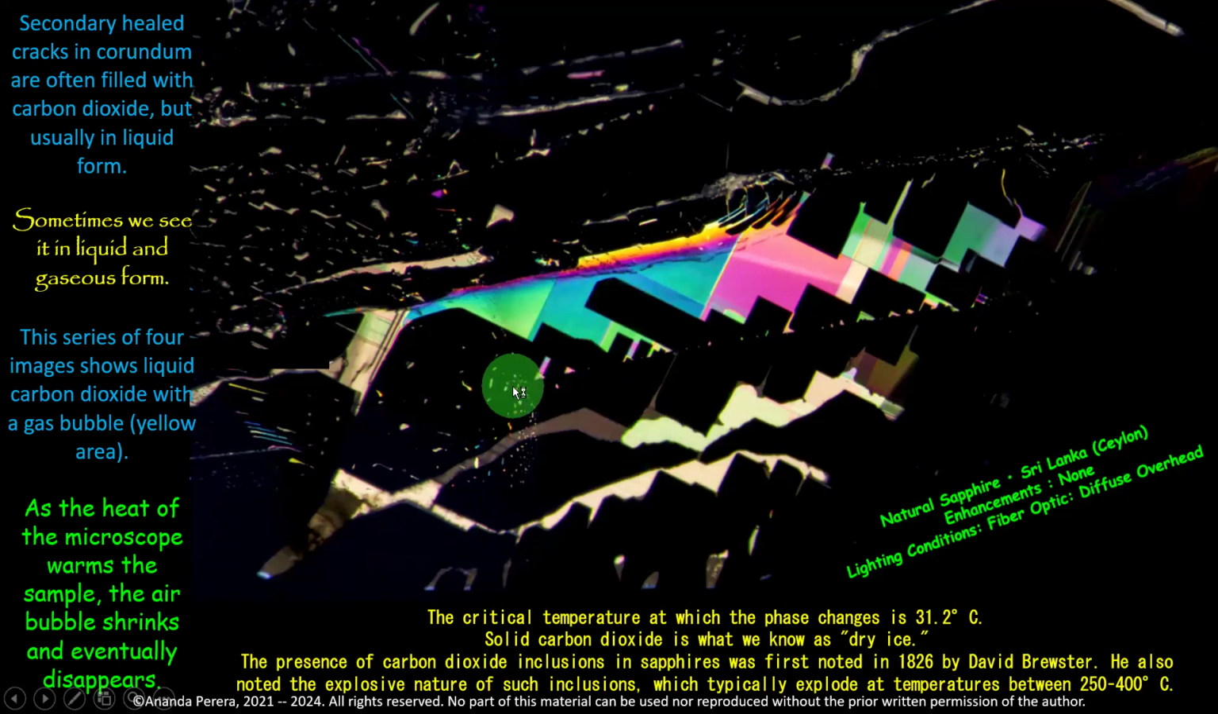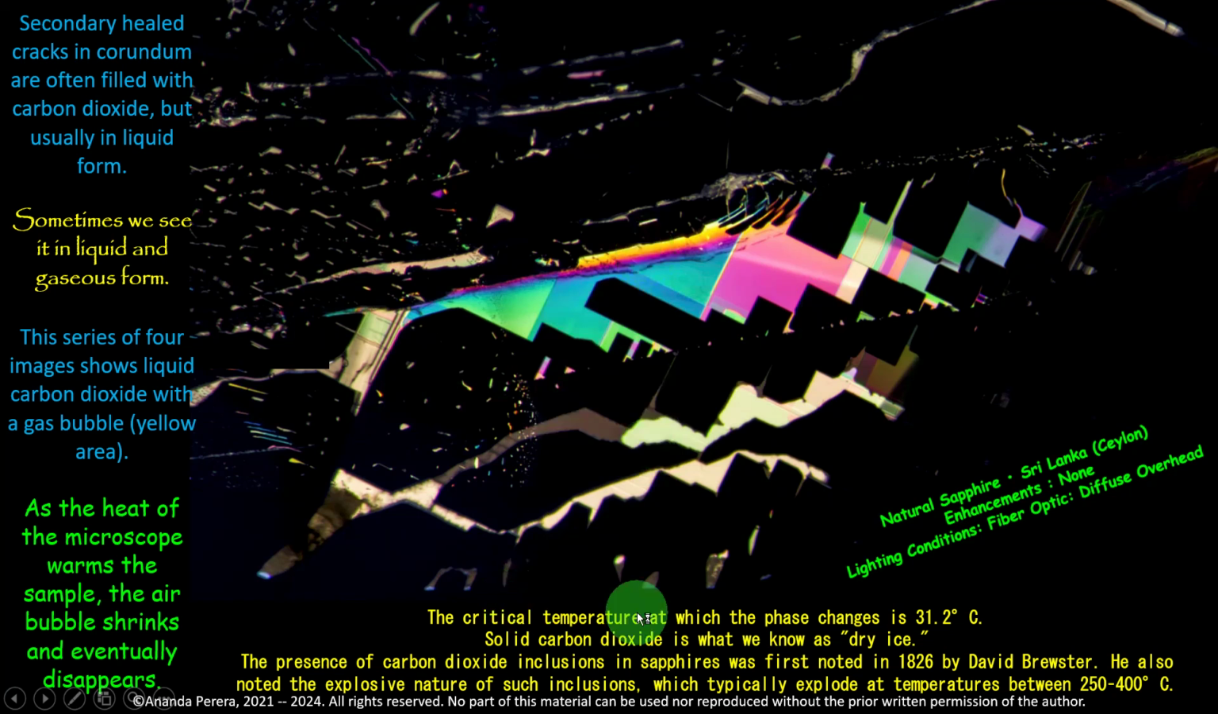Secondary healed cracks in corundum are often filled with carbon dioxide. This yellow color is carbon dioxide filled bubbles, but usually in liquid form. It is in liquid form. Sometimes we can see it in liquid and gaseous form also.